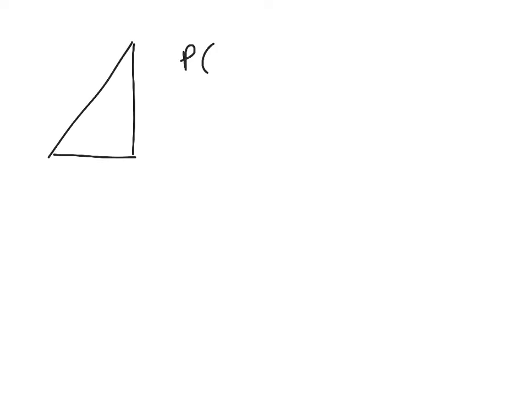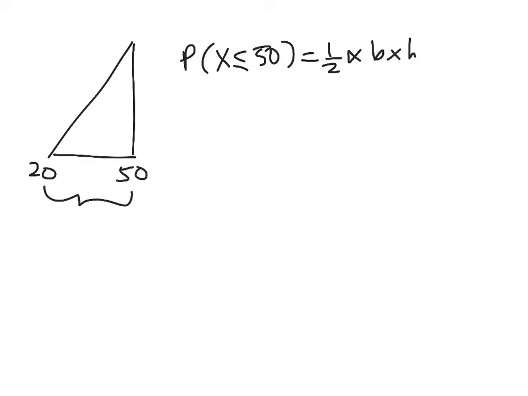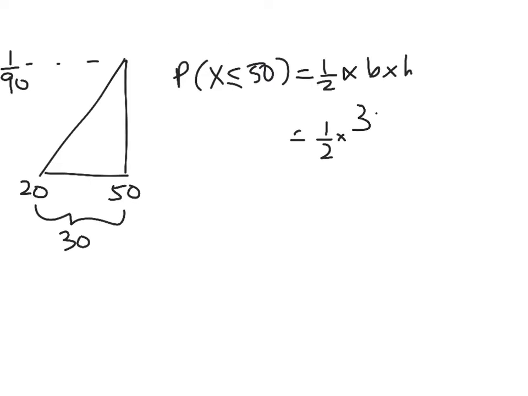So the probability that x is less than or equal to 50 is equal to half times the base times the height. Think about that triangle. My base is going to be 30. My height is 1 over 90. So my probability is a half times 30 times 1/90th, which is equal to, what have I got there? 1/6.